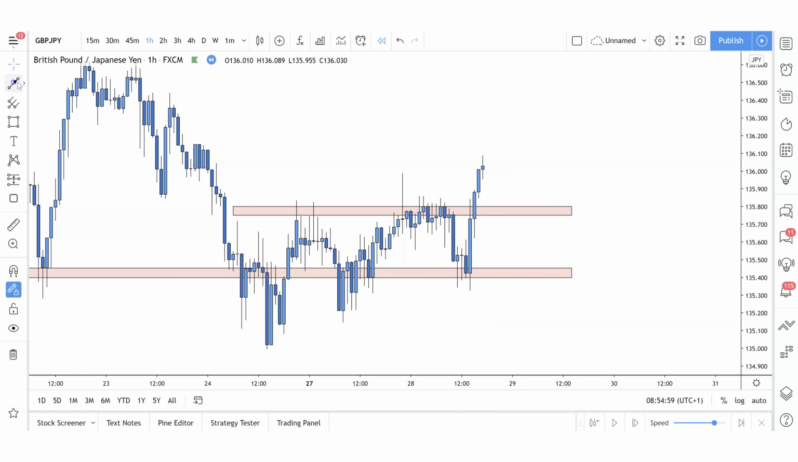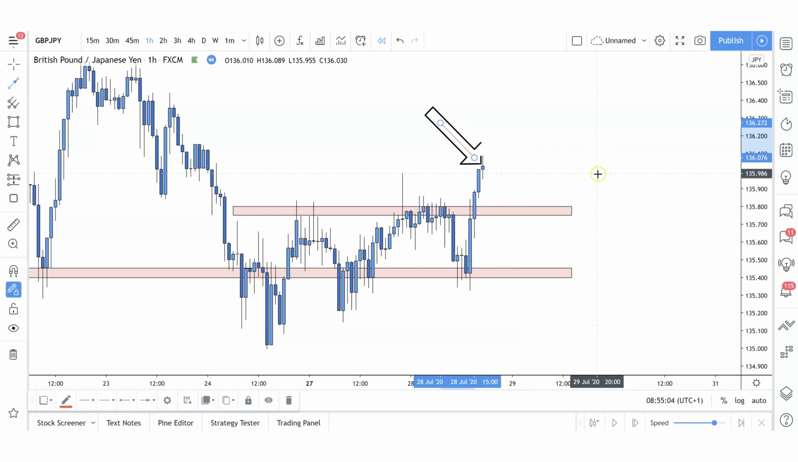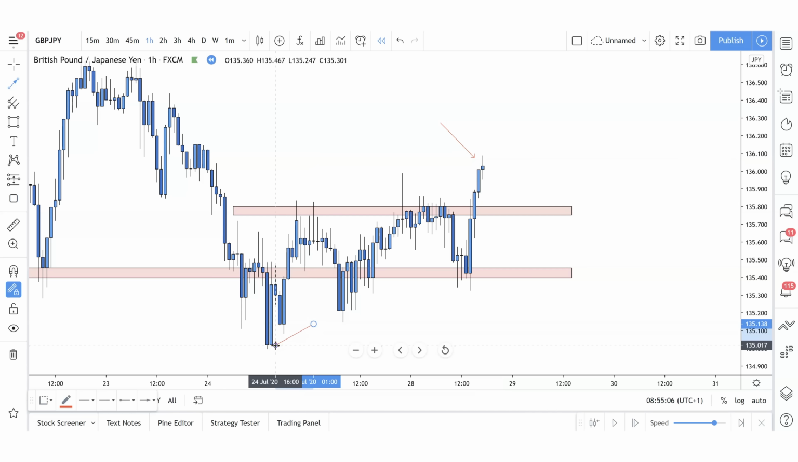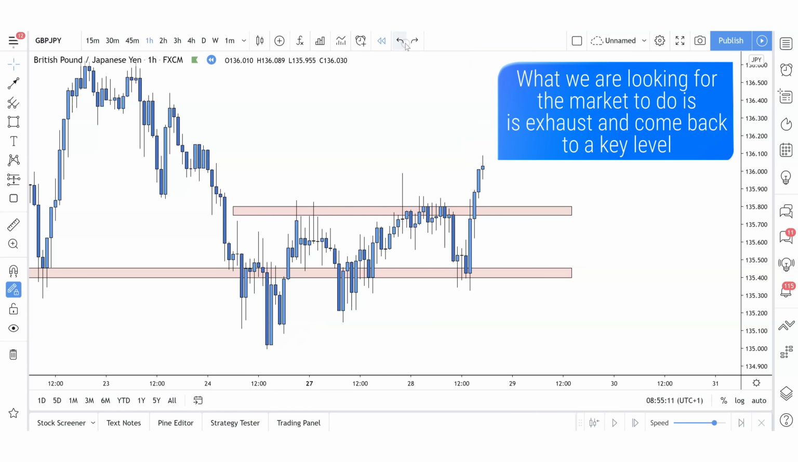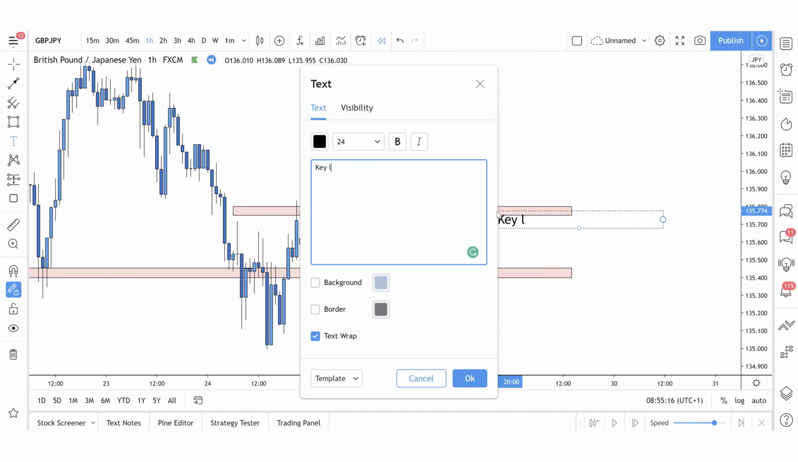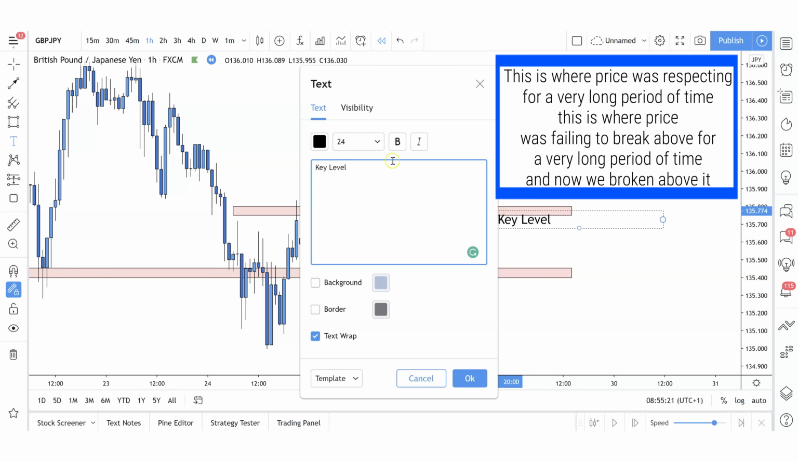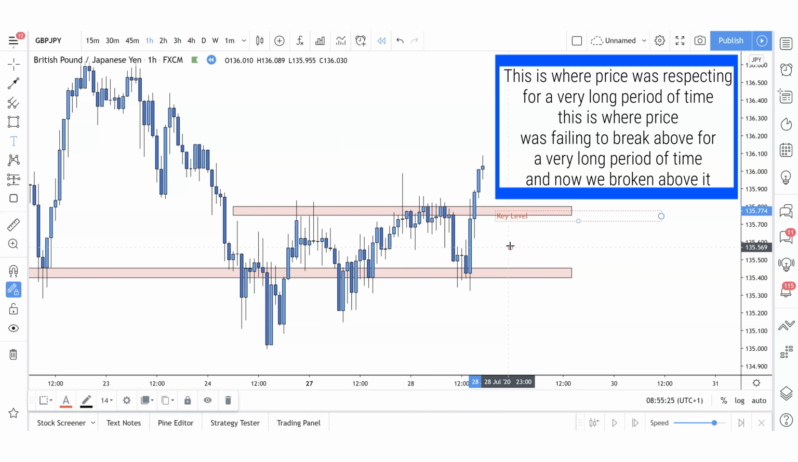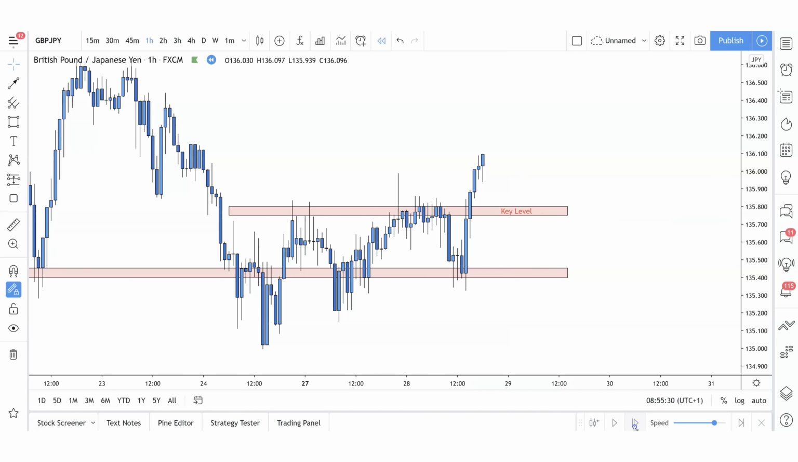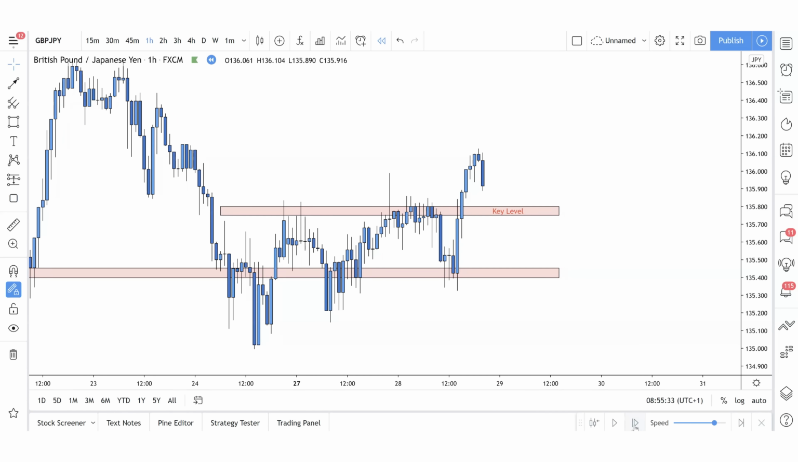Now we can't take an entry on this because we're never going to take a buy when the market is pushing to the upside, and we're never going to take a sell when the market's pushing to the downside. What we're looking for the market to do is exhaust and come back to a key level. So where is our key level? It's right here. We know this is our key level because this is where price was respecting for a very long period of time. This is where price was failing to break above for a very long period of time, and now we've broken above it. So what we want to see the market do is just come back to this level, and we are just patiently going to wait.